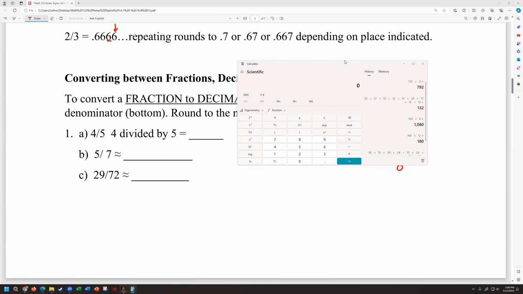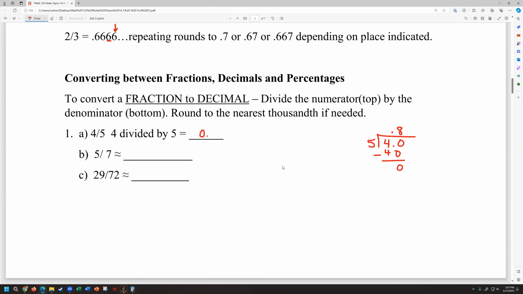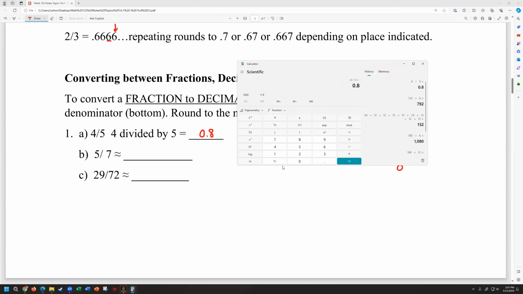So let me make sure I'm sharing full screen. Yep. You would just type this in on your calculator. 4 divided by 5 is 0.8, so 0.8. So this one doesn't need to be rounded.